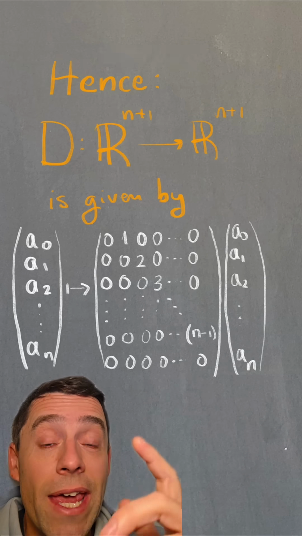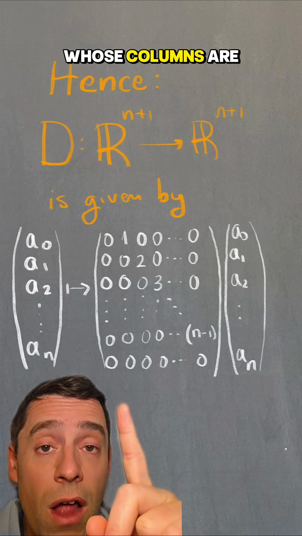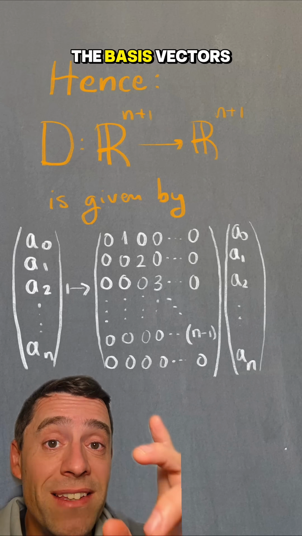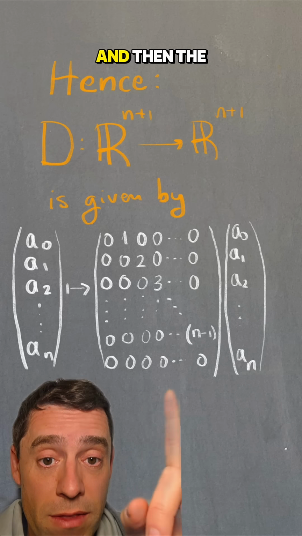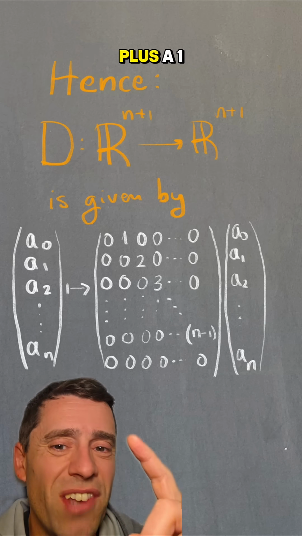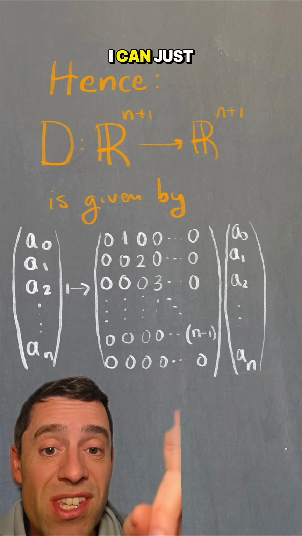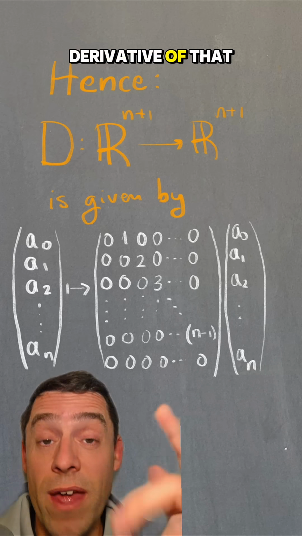And then the matrix for the linear map is just given by a matrix whose columns are the image of the basis vectors. So we've seen what the image is of each vector, and then the matrix will be that. So now if I have a polynomial a0 plus a1x plus a2x squared, I can just multiply those coefficients by this matrix and get the derivative of that polynomial.